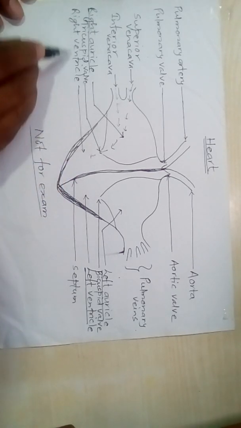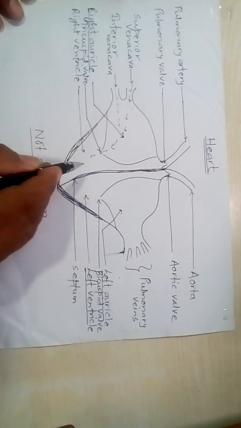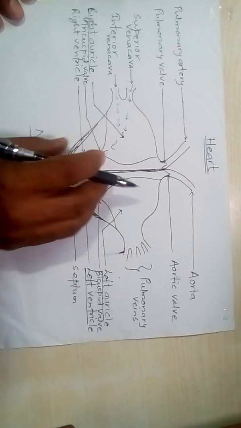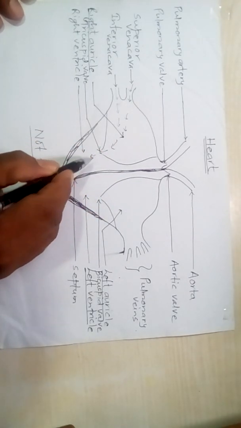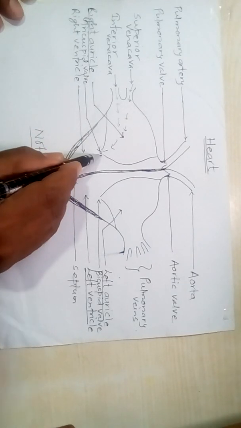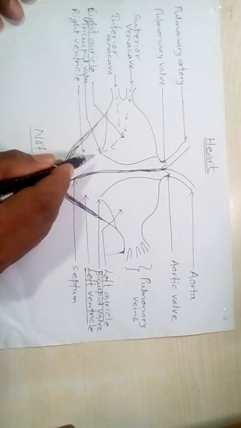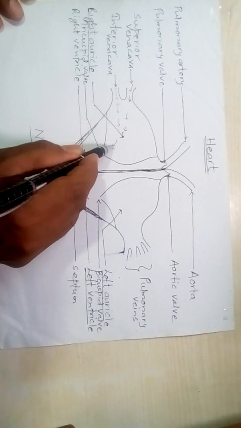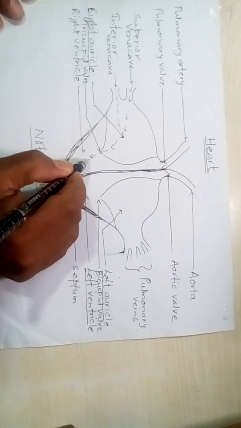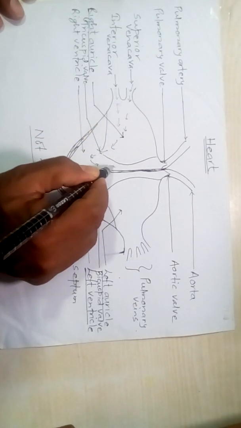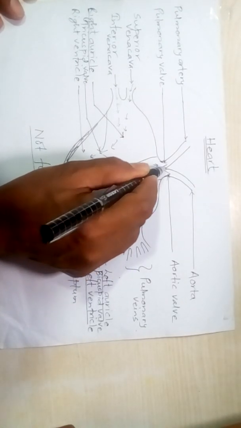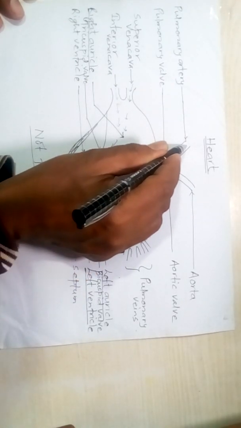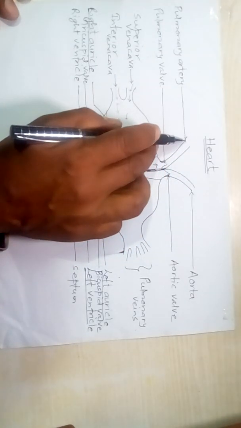This is the right ventricle. And when the right ventricle is full of blood, then it contracts. When it contracts, at this time, the tricuspid valve remains closed. It prevents backflow of blood to the right auricle. So blood moves through this path and opens this pulmonary valve and goes to the pulmonary artery, and from the pulmonary artery it goes to the lungs.